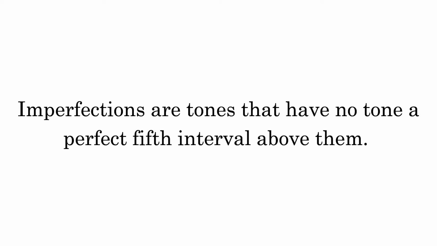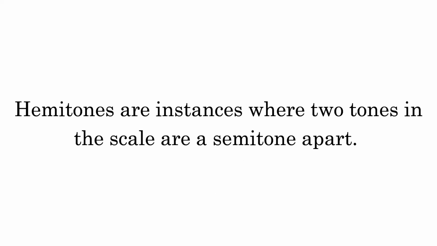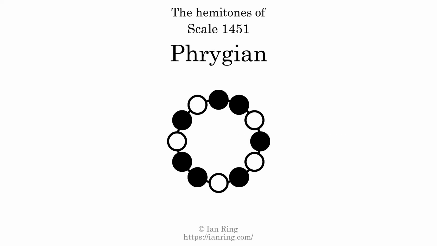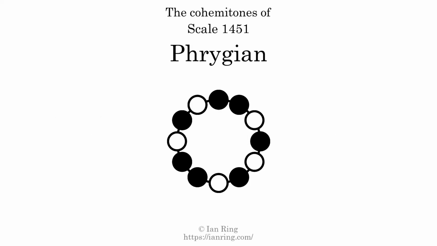Imperfections are tones that have no tone a perfect fifth interval above them. This scale has 1 imperfection. Hemitones are instances where 2 tones in the scale are a semitone apart. This scale has 2 hemitones. They are at positions here and here. Cohemitones are instances where 2 hemitones are beside each other. This scale has no cohemitones.